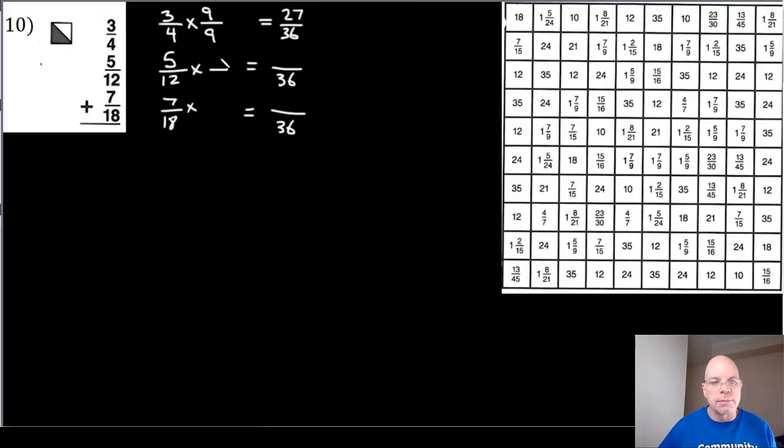5/12 would need to be multiplied by 3/3 to get 36, and so 5 times 3 is 15. And 7/18 would need to be multiplied by 2/2 to get 36, and so here we would have 34/36. And I should have shown my operation. We're adding these. We would need a common denominator if we were adding or subtracting or comparing. Now that I have the same size pieces, they're all 36ths, now I can just add how many pieces I have. I have 27 and 15 and 34.